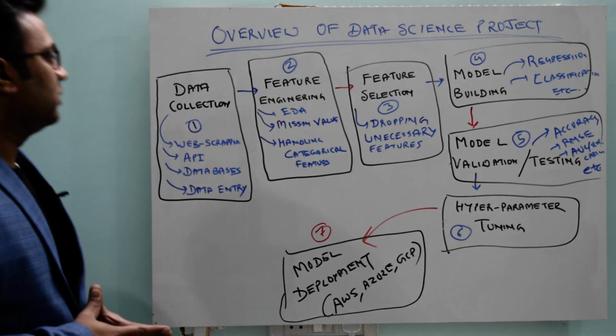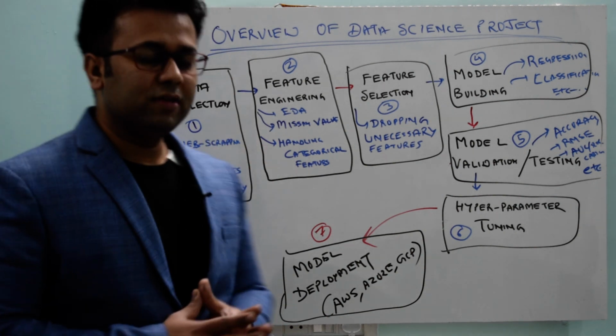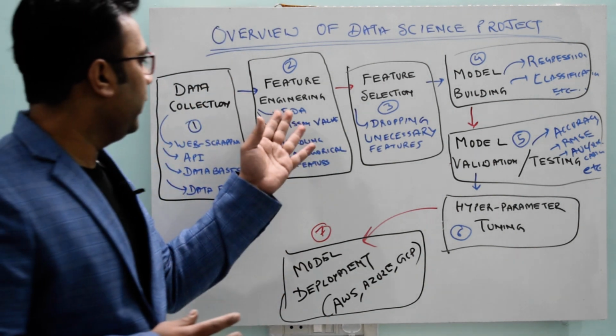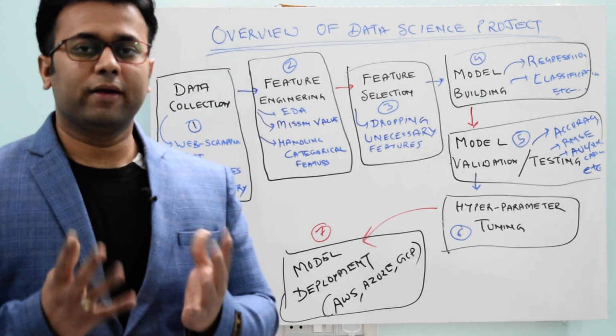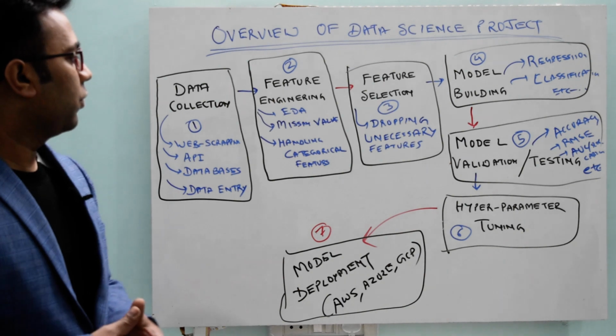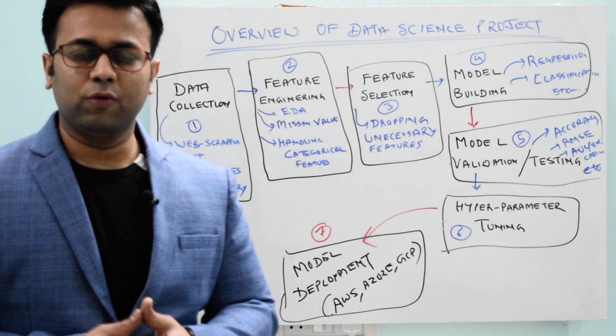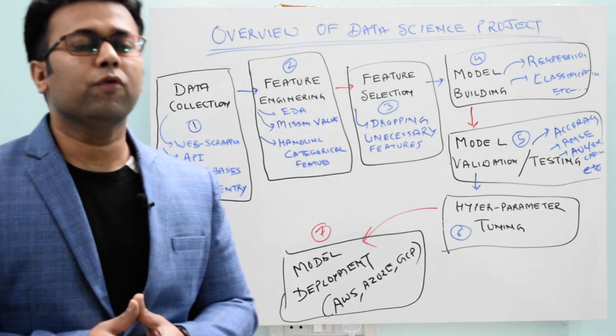Now the second step is feature engineering. In feature engineering, the first thing we do is EDA. What do we mean by EDA? EDA stands for exploratory data analysis. In EDA, we do various types of analysis, like univariate, bivariate, and multivariate analysis.